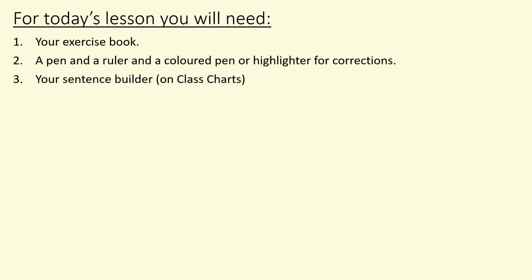Okay, Year 8, what you need for today's lesson is your exercise book, a pen and a ruler, and a coloured pen or highlighter for corrections, and the sentence builder which is on Class Charts, which can be printed off. Or if you don't have access to a printer, you can just open this as a tab in the background. Pause to get all that ready now. Press play to go on.